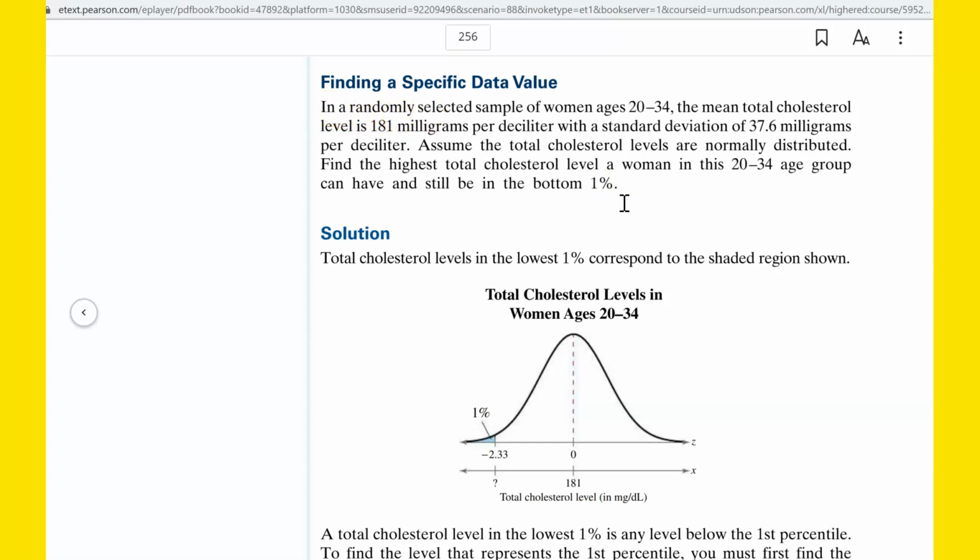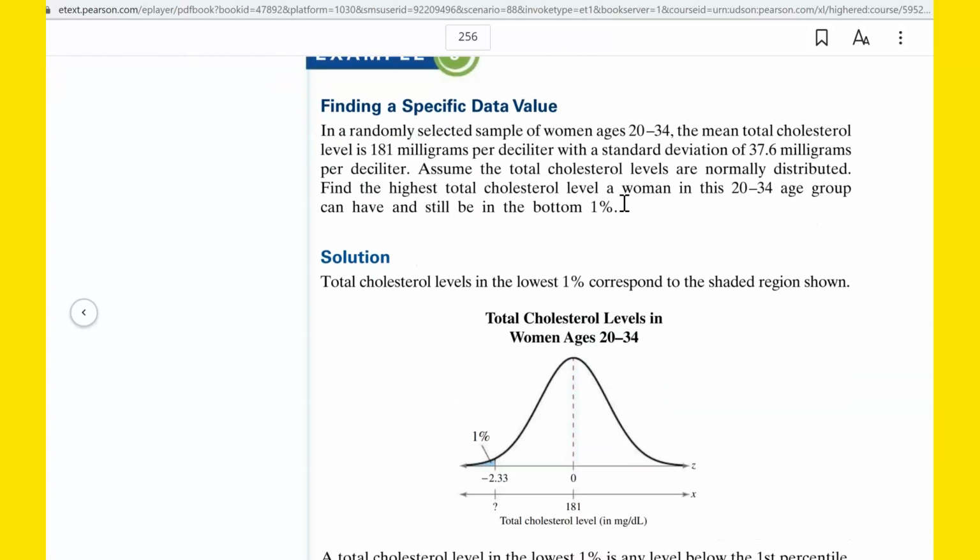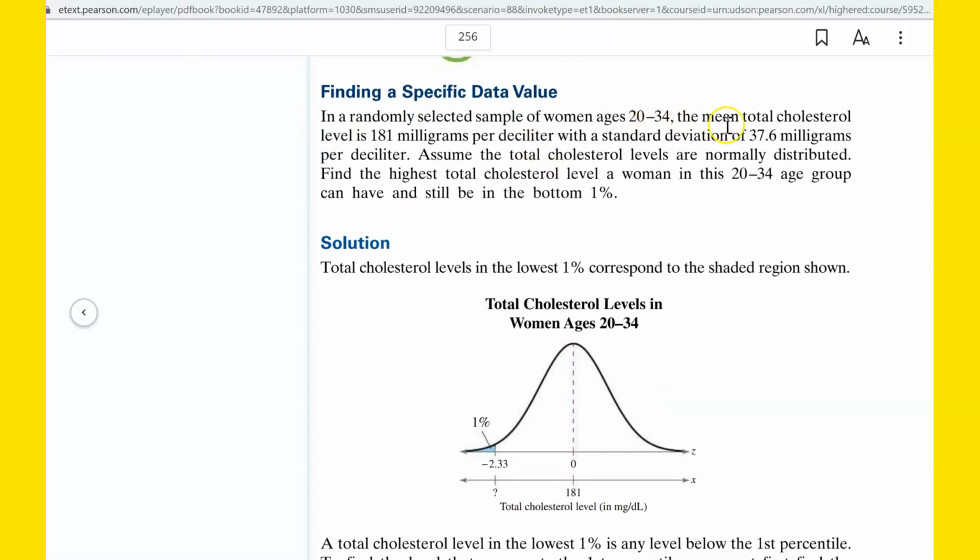All right, finding a specific data value. In a randomly selected sample of women aged 20 to 34, the mean total cholesterol level is 181 milligrams per deciliter, with a standard deviation of 37.6 milligrams per deciliter. Assume the total cholesterol levels are normally distributed. Find the highest total cholesterol level a woman in this age group can have and still be in the bottom 1%. That's a good thing to be in the bottom 1% of cholesterol levels, right? Because you want low cholesterol. So what's the highest cholesterol you can have and still be in the bottom 1%?